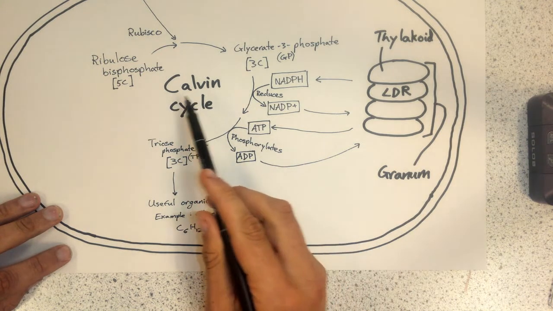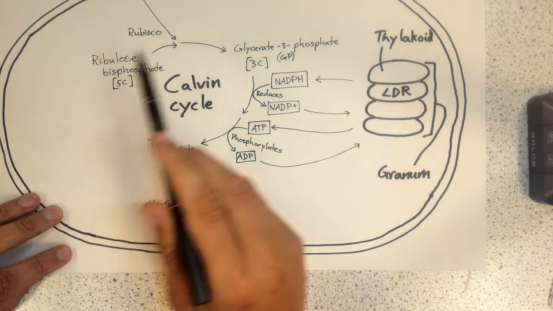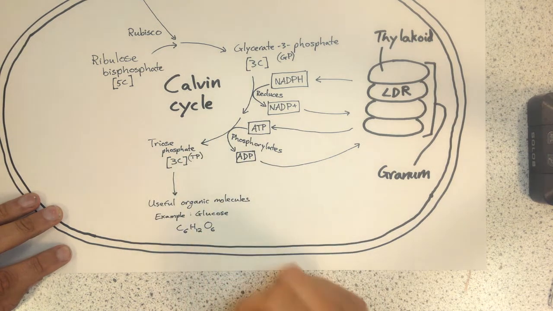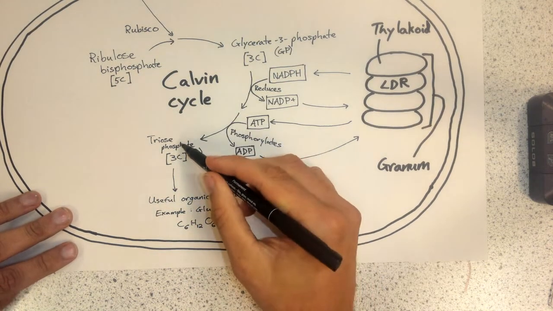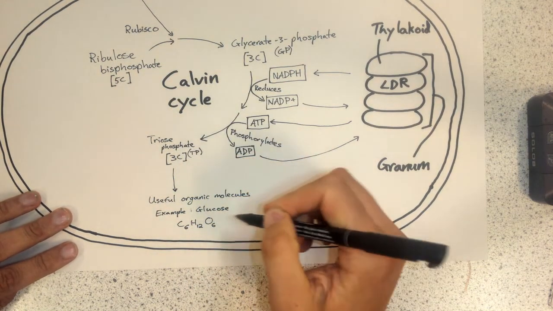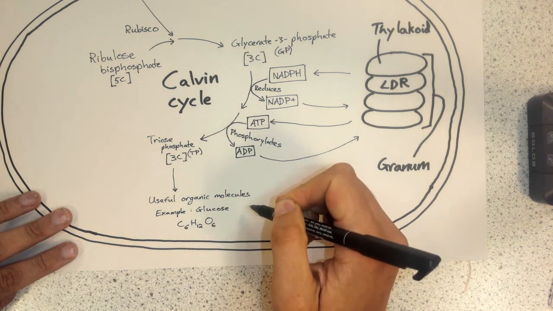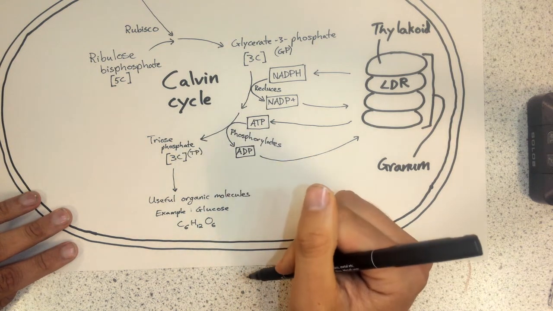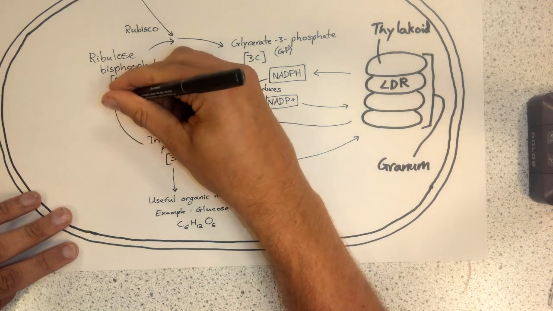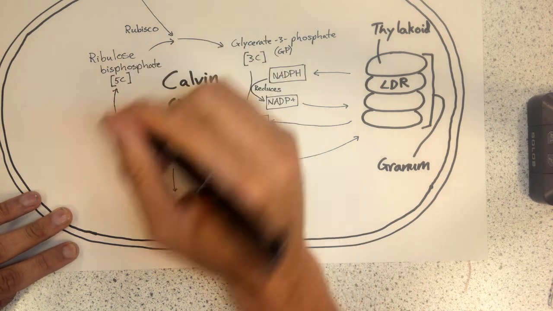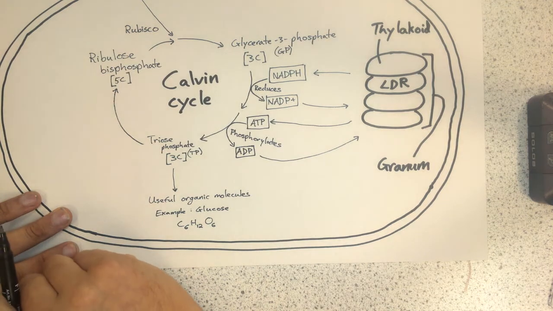Wait a second, this is called the Calvin cycle. It doesn't look much like a cycle right now. That's because we're missing one final step. I said that Triose phosphate can be used to make useful organic molecules, but not all of the Triose phosphate is. Most of the Triose phosphate will be converted back into ribulose bisphosphate.